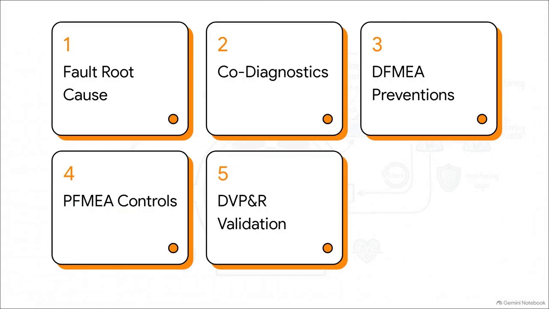And to cure it, we are using a strict defense-in-depth approach. We're going to break this down methodically. Number 1, fault root cause analysis. 2, co-diagnostics and fallback. 3, DFMEA key design preventions. 4, PFMEA critical process controls. And finally, 5, DVP&R production validation.